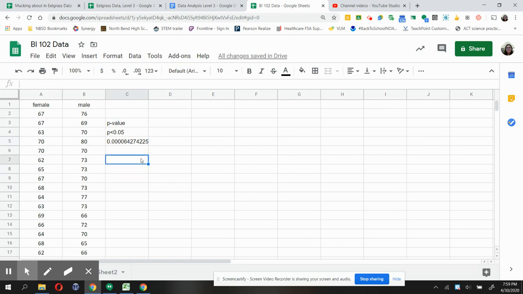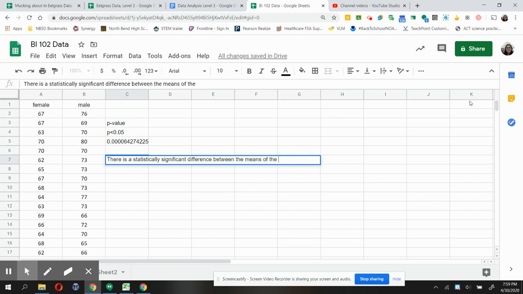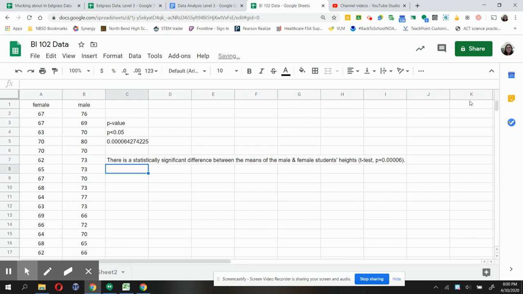So you can say there is a statistically significant difference between the means of the male and female students' heights. And then you would write that you did a t-test and that the p-value was equal to 0.12346. Okay, so that is how you perform the t-test, and that is how you would write it up in your results.